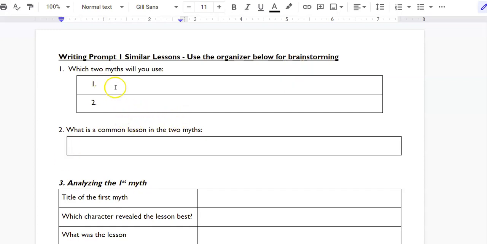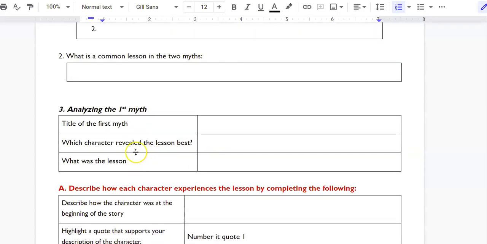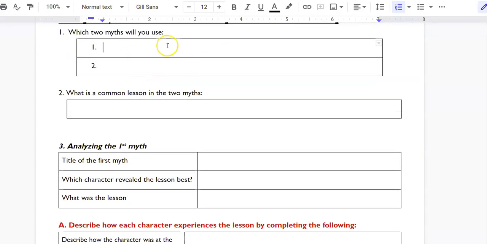Okay? So if you're going to do essay writing prompt 1 on similar lessons, that's right here, similar lessons. Then you're going to need to think about which 2 myths you're going to use and what is the common lesson in the 2 myths. So that's where your chart that we filled in, the elements of myth chart, you can go back through and look at those lessons that were learned in the stories, right? And so you'd fill that in here. So then we're going to analyze the first of your 2 myths from up here. So the title of the myth again, which character reveals that lesson best?